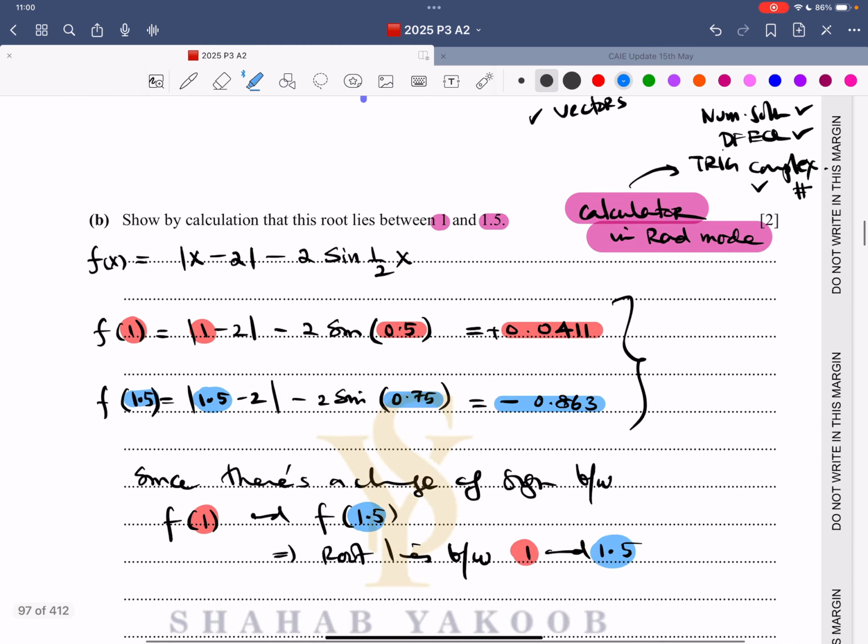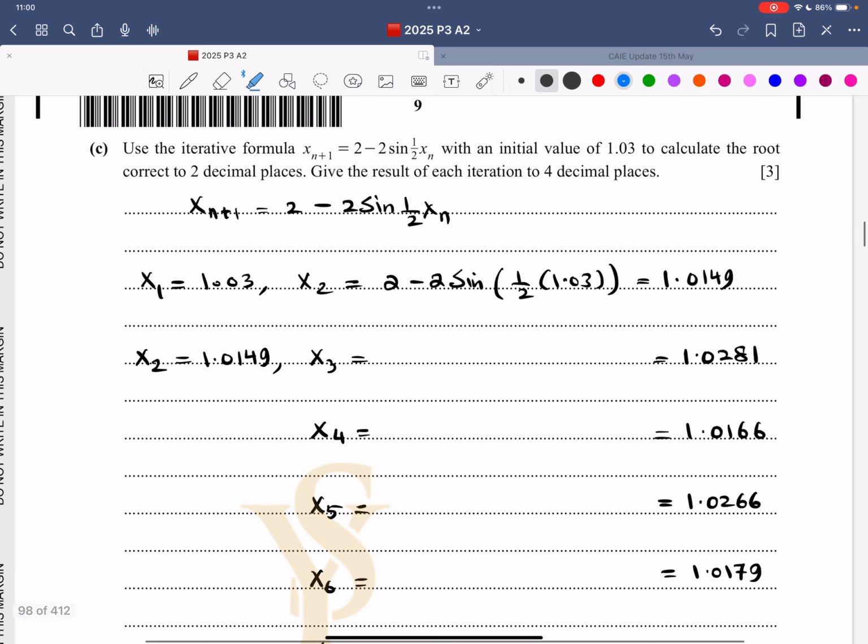This thing is done. The next one, use the iterative formula with an initial value of 1.03. Now, if they have given us an initial value, we cannot unfollow this instruction. We have to follow it. So the initial value is 1.03. You're plugging 1.03 over here. We are getting this thing again. The working is 4 dp and the final answer is 2 dp.